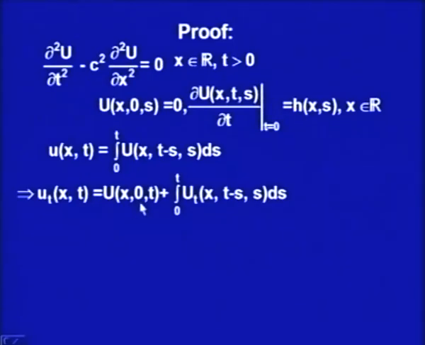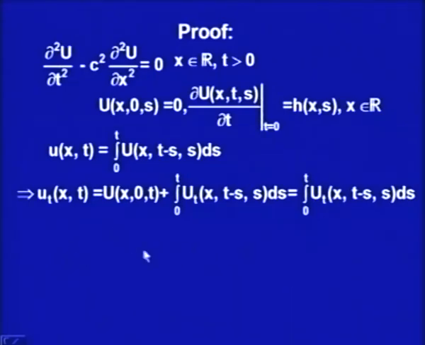It is U(x, 0, t) plus the integral from 0 to t of the partial derivative of this function with respect to t, that is U_t, which we are writing, of (x, t minus s) integrated with respect to s. Now, my initial condition says U(x, 0, s) is 0 for all s. So, when I put s as t, this U(x, 0, t) would actually be 0. So, what I get is that the first partial derivative of u(x, t) is the integral from 0 to t of the partial derivative of capital U(x, t minus s, s), integrated with respect to s.